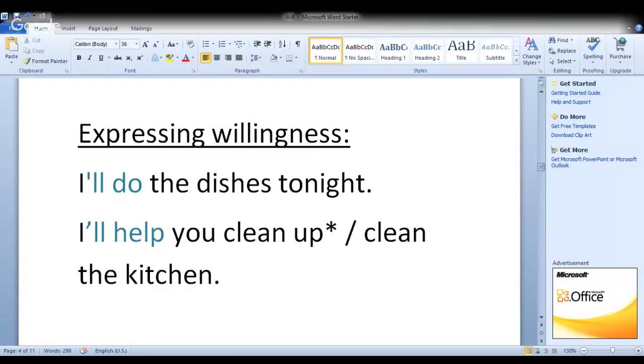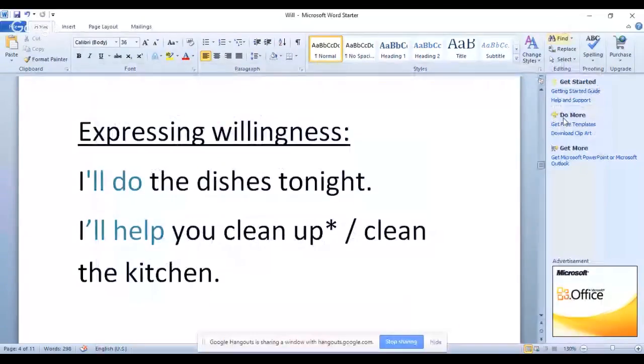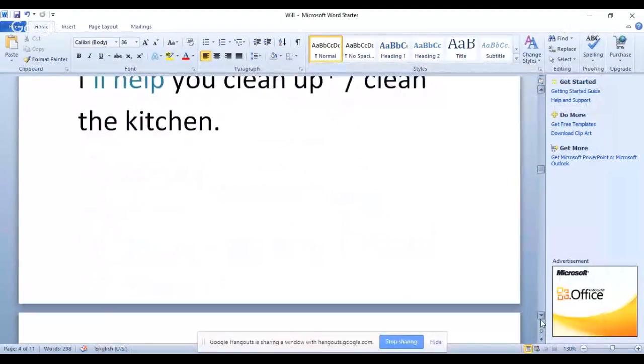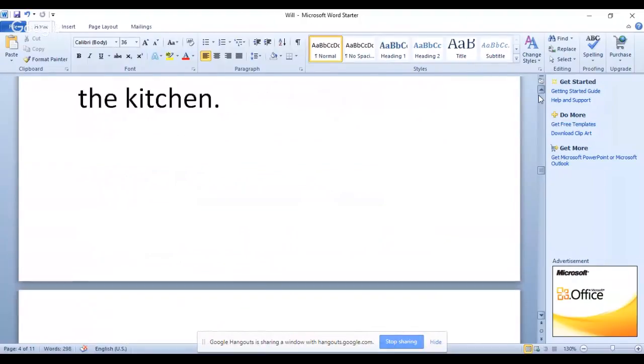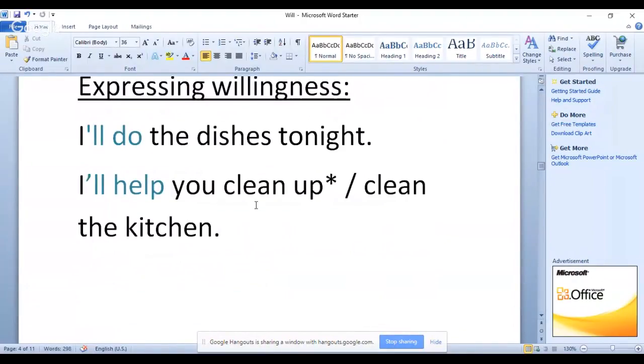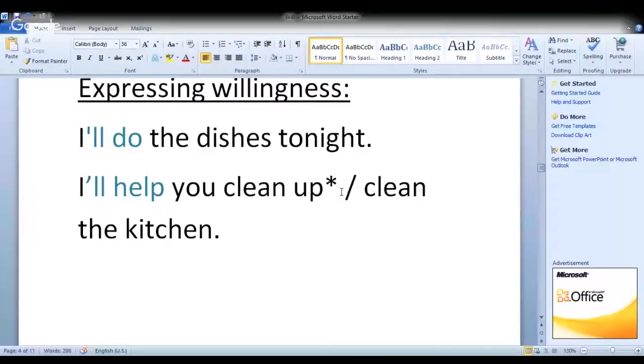Okay. And then it says, I'll help you clean up. I'll help you clean the kitchen. Now, I just wanted to point out that with clean up, the phrasal verb, you don't need to add any other information. So, for example, we're talking about dinner and I say, oh, I'll help you clean up later. That's all we need to say. We don't need to say anything else. Or you can say, oh, I'll help you clean the kitchen. Does that make sense? Yes.